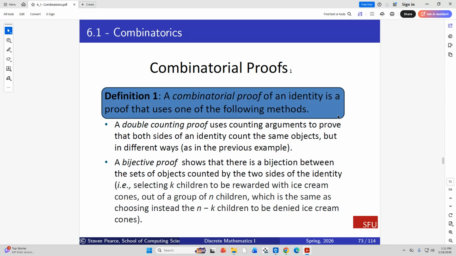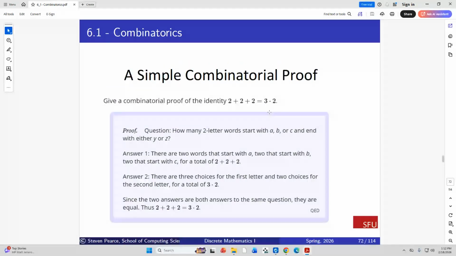So a combinatorial proof of an identity is a proof that uses one of the following methods. One, a double counting proof uses counting arguments to prove that both sides of an identity count the same objects, but in different ways. That's kind of like what we did here, right? We counted two different ways, one by pure addition, one by pure multiplication.